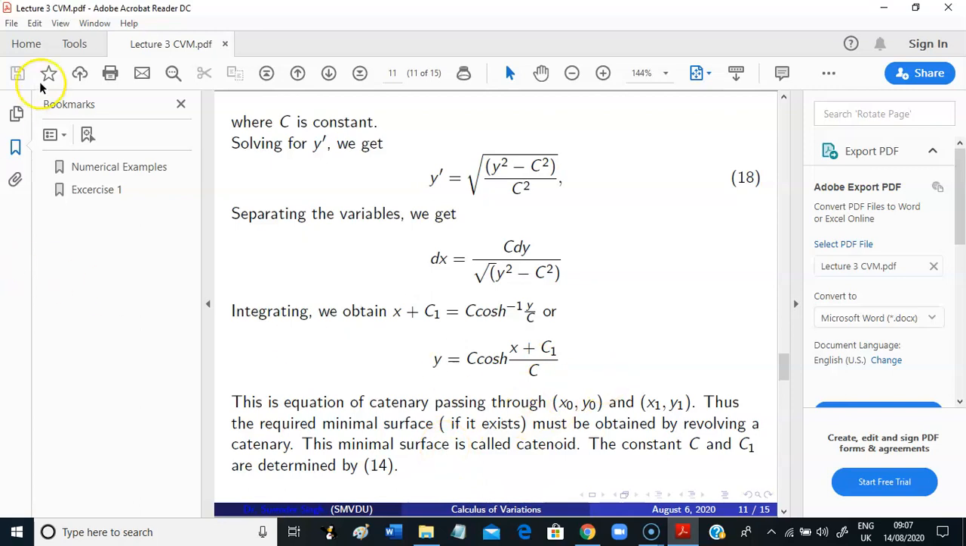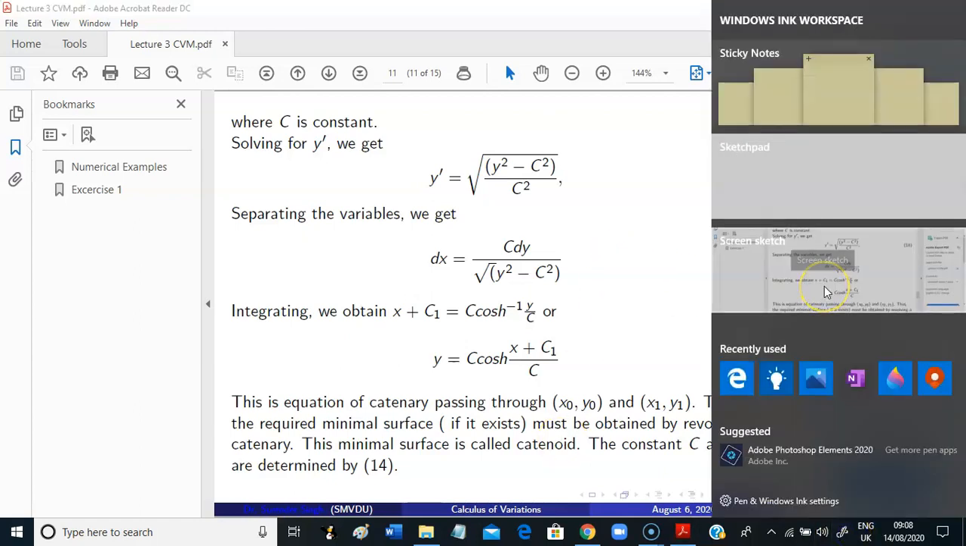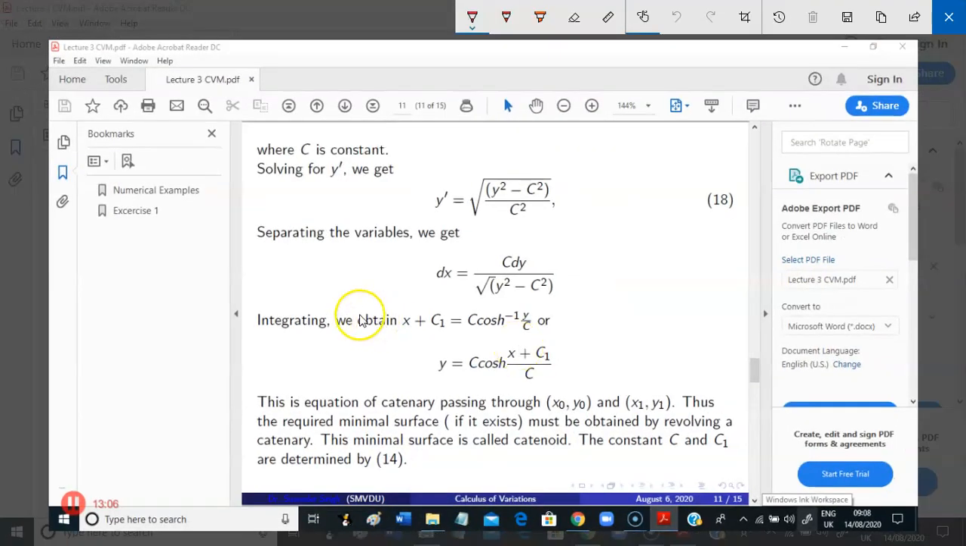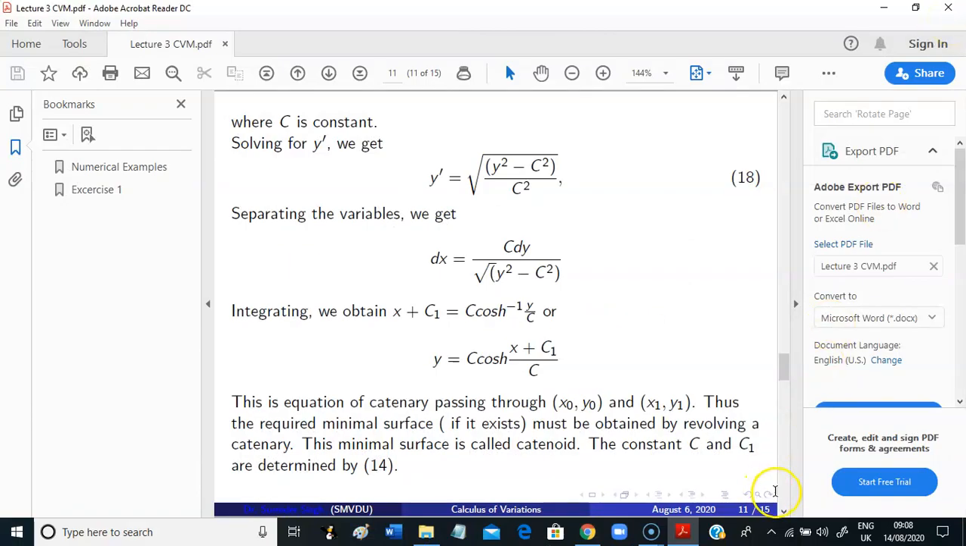Generally, a catenary can be represented in this manner. Catenary is like this. This type of curve is the catenary. So it gives you the solution of this type of problem, which generates the minimal surface about the x-axis.